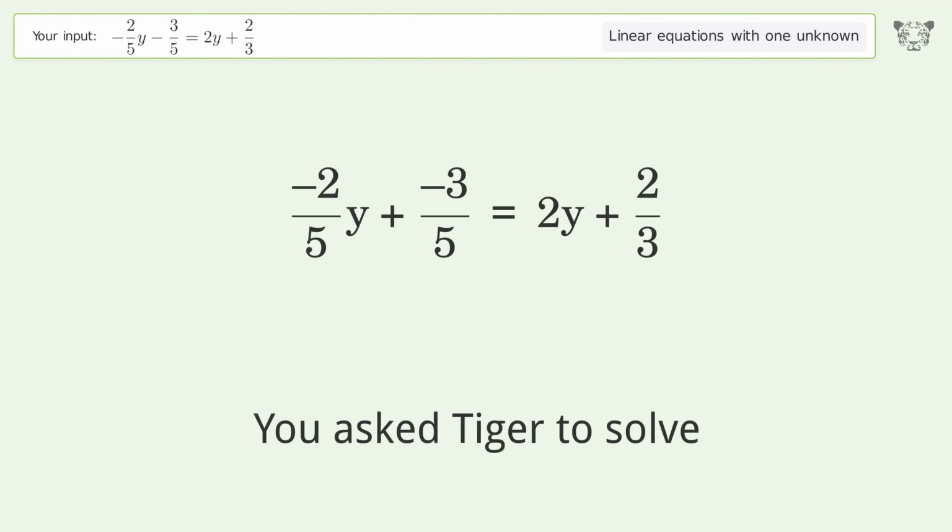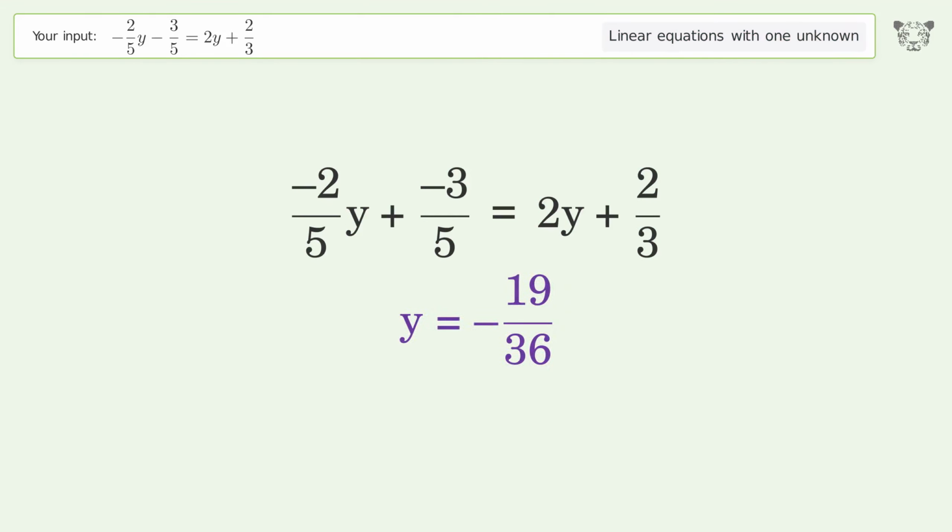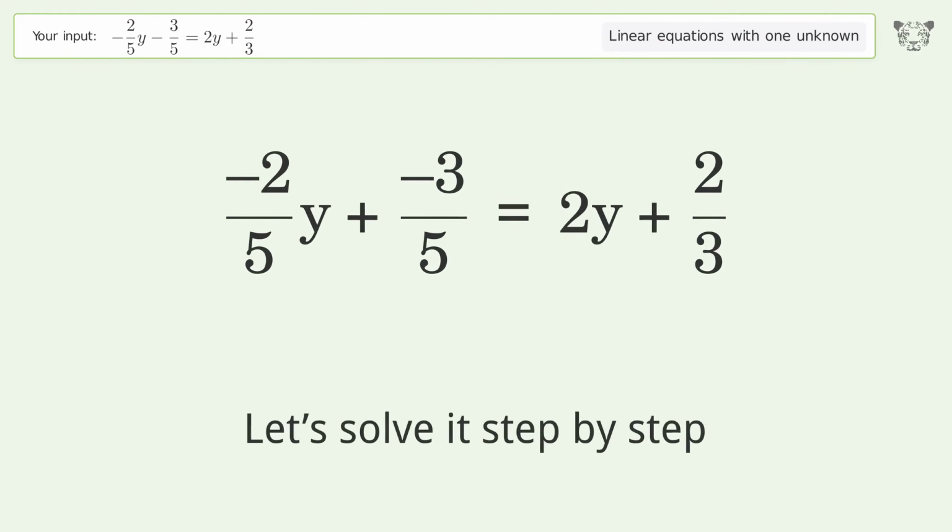You ask Tiger to solve. This deals with linear equations with one unknown. The final result is y equals -19/36. Let's solve it step by step.